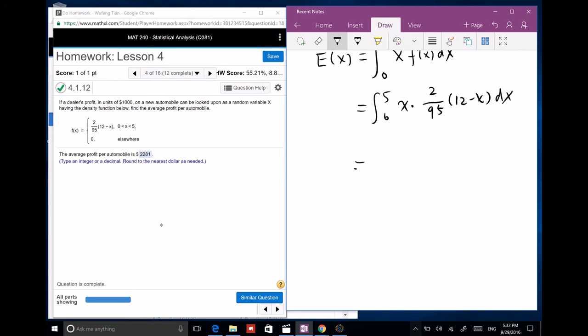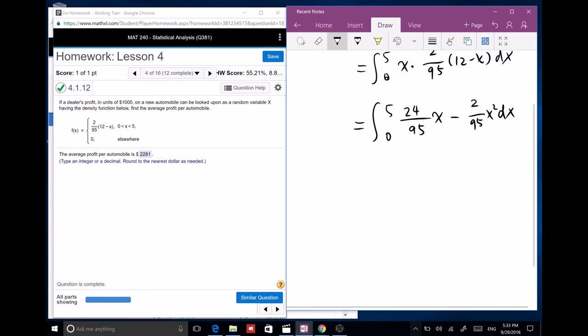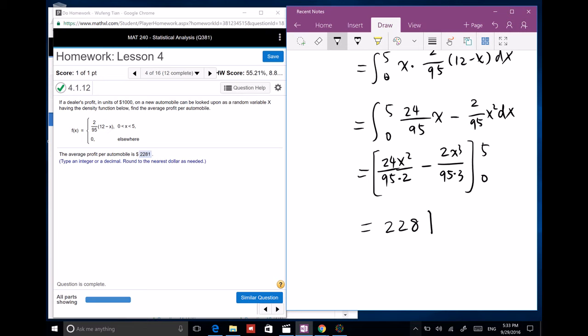Okay, this is a regular antiderivative. So it's from 0 to 5, of 24 over 95 x minus 2 over 95 x squared. You have to use your calculator to do that for the last part. So take the antiderivative. It's going to be 24 over 95 x squared over 2 minus 2 over 95 x cubed over 3, and then plug 5 and 0 into the integral, and then the final answer is 2.281. Sorry, yeah, it's 2.281 something, so you have to round it. It's 2.28 something, and you multiply by 1,000, it's $2,081.